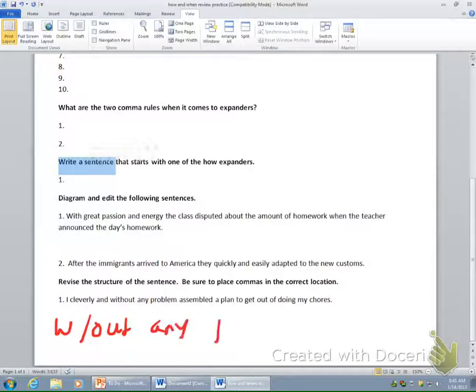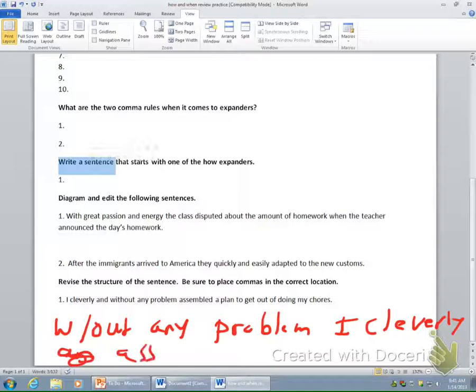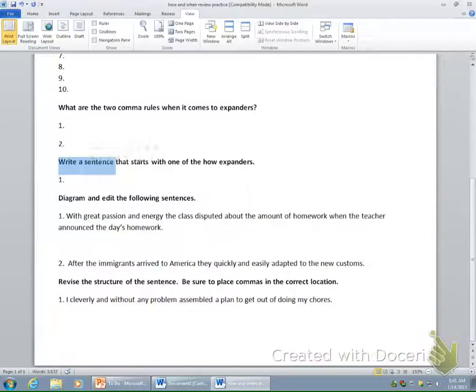Yeah, so without any problem, I cleverly assembled a plan to get out of doing my chores. That sounds much better than the previous sentence. Okay? All right. So, for your quiz on Wednesday, you might want to take notes.